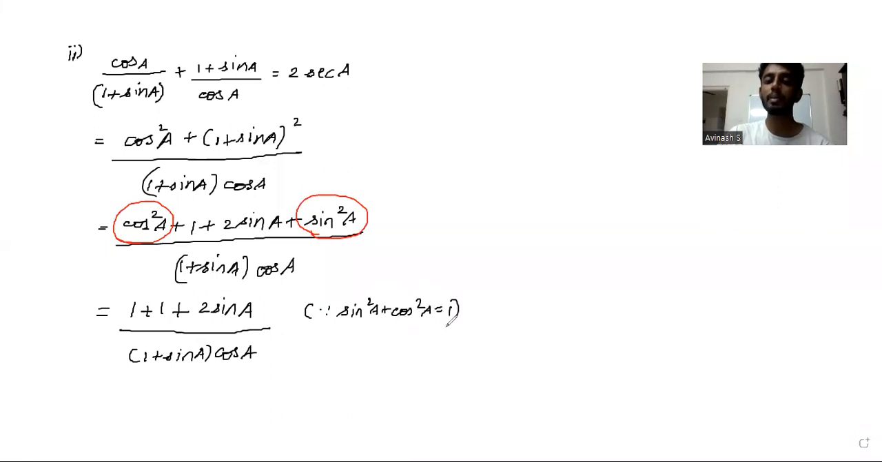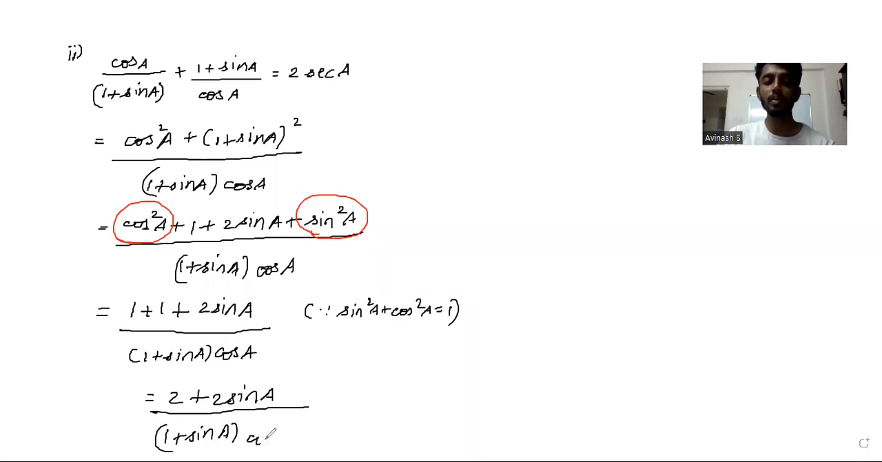So now what has happened is, both these terms together have become 1. And there is one more 1 which is there. And also we have 2 sine A. Now this cannot become 4 sine A. That is very, very important, because this 2 belongs only to sine A, which is a different term. So this becomes 2 plus 2 sine A, not 4 sine A. It just becomes 2 plus 2 sine A divided by 1 plus sine A into cos A.